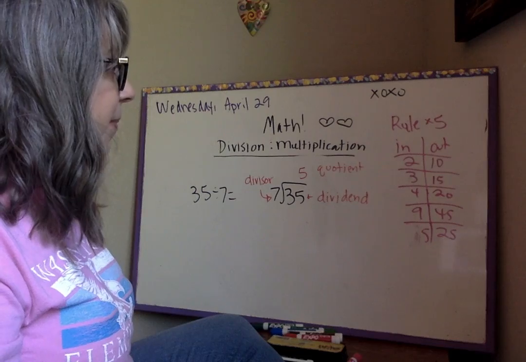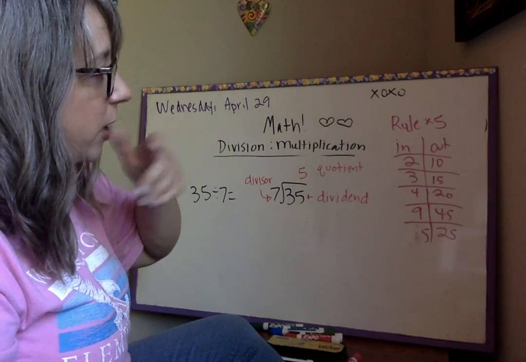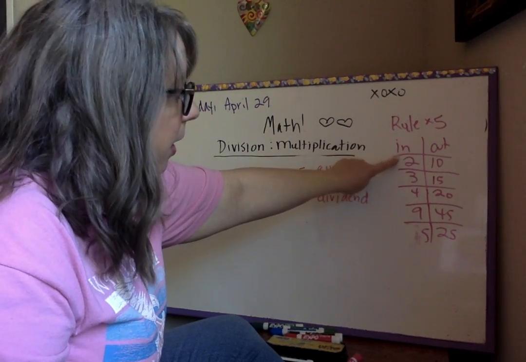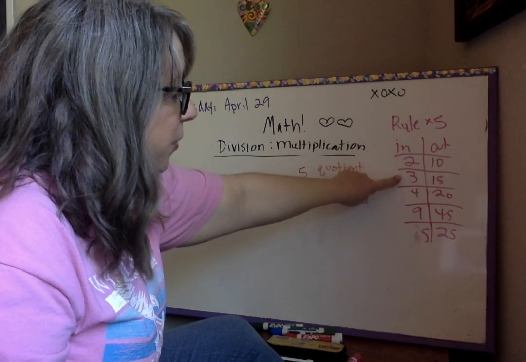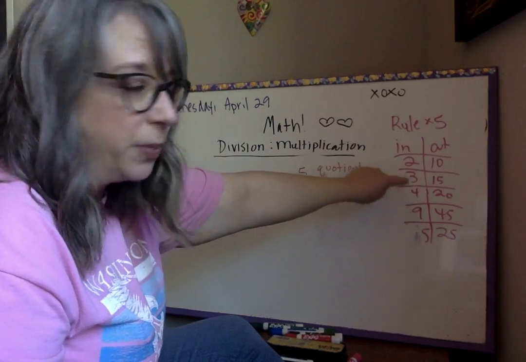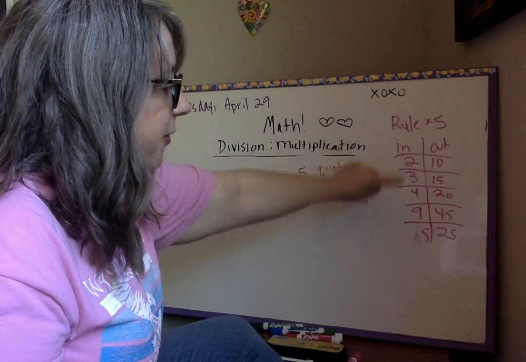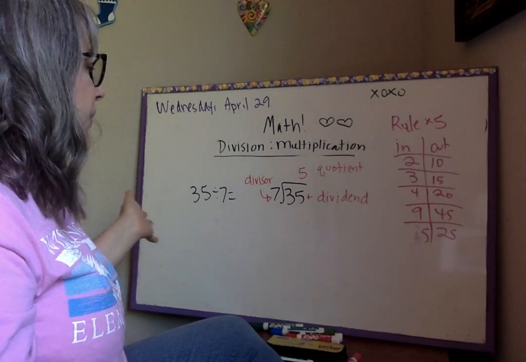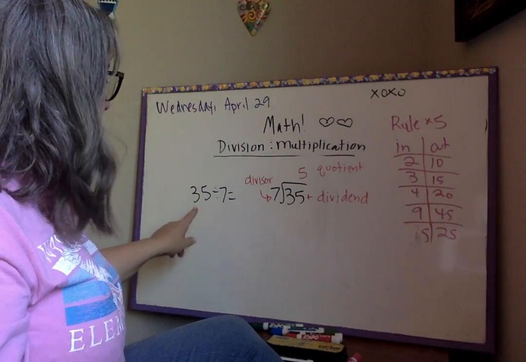It is math time. Our question from yesterday was what was our rule? And our rule was times 5. So our in was 2, our out was 10, our in was 3, and I think our out was a question mark. So 5 times 3 is 15, 5 times 4 is 20, 5 times 9 is 45, and 5 times 5 is 25.